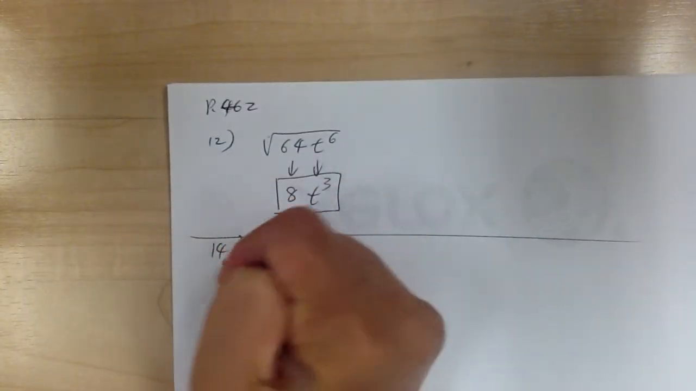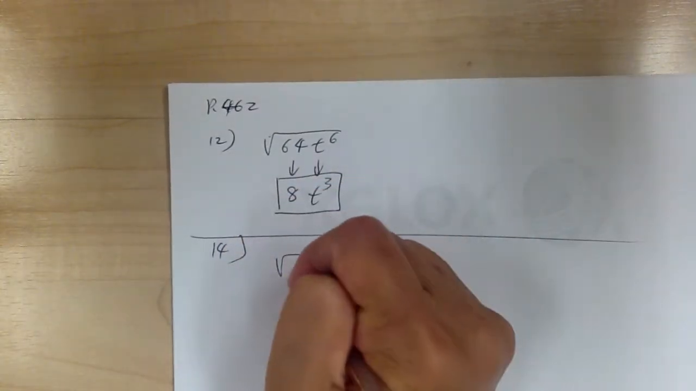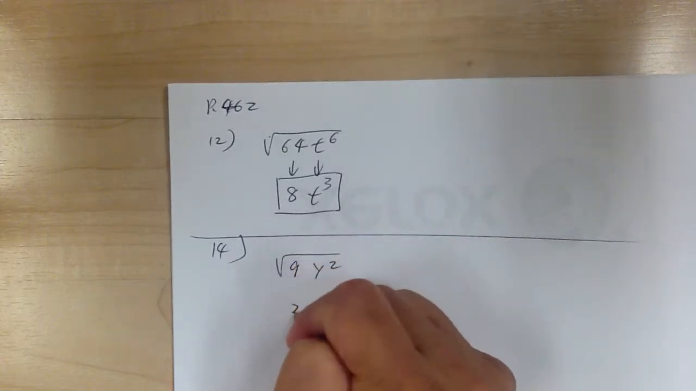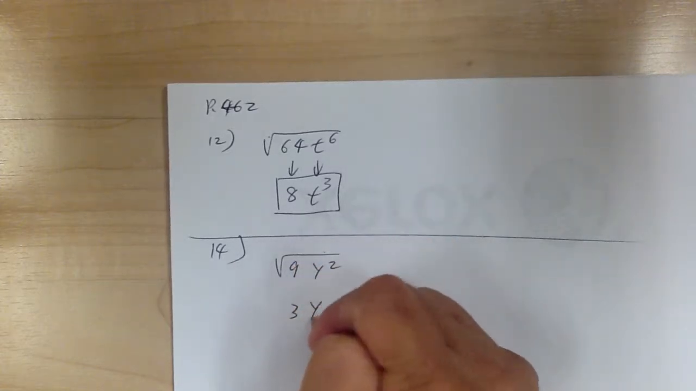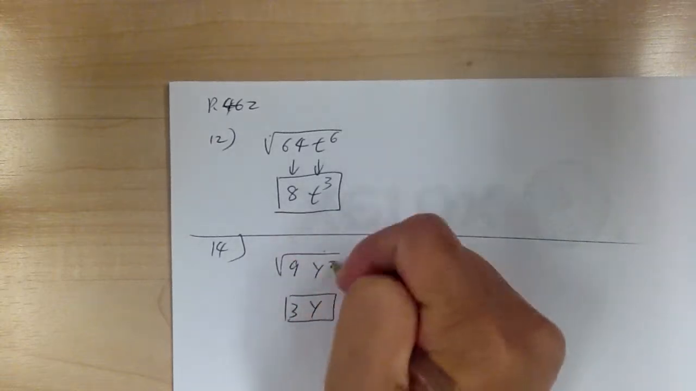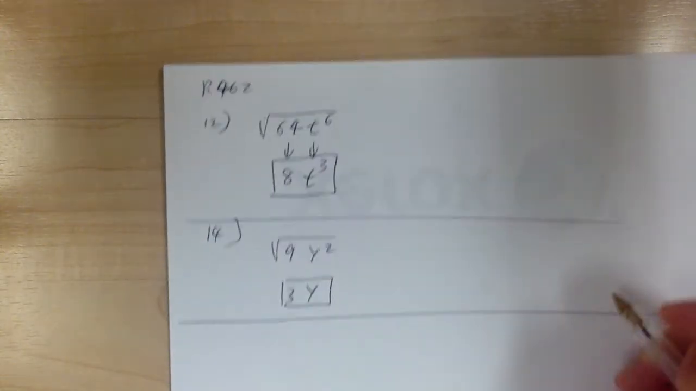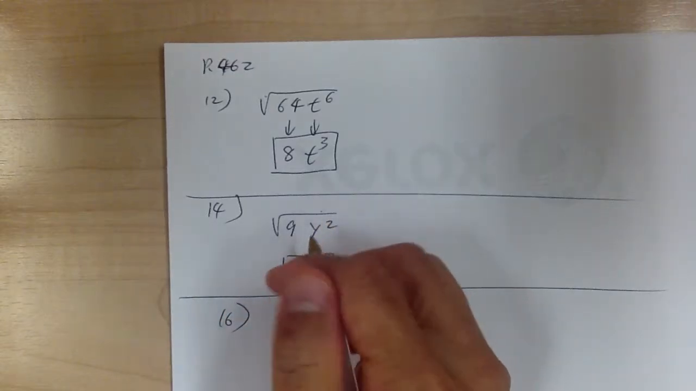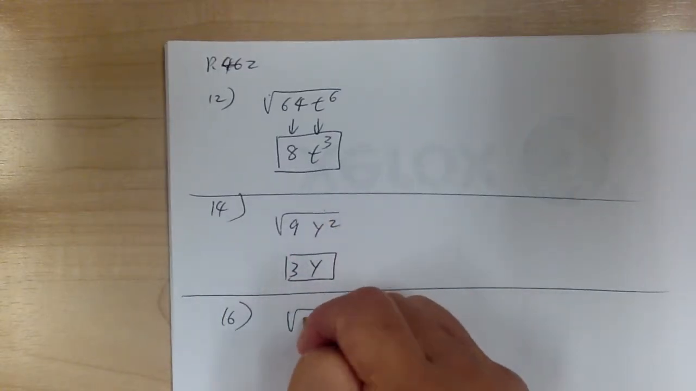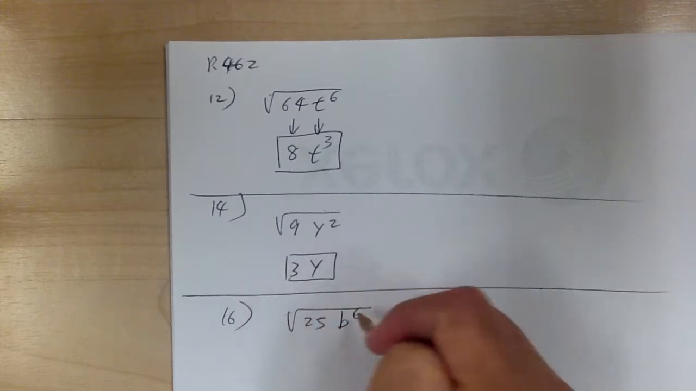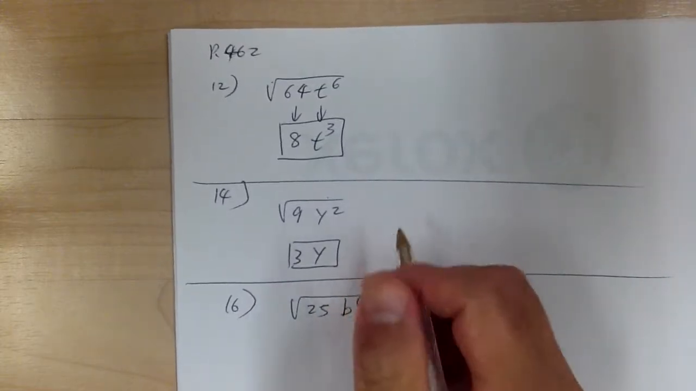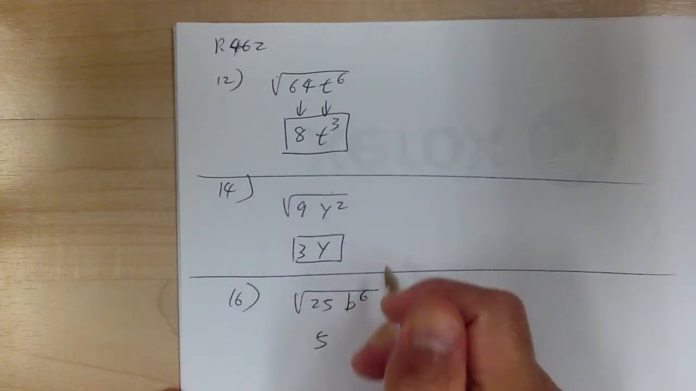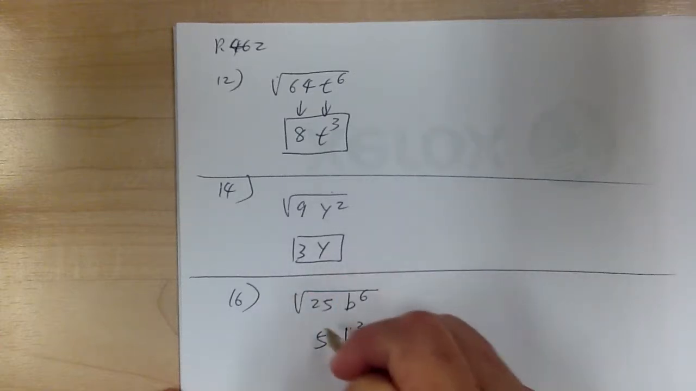Number 14, square root of 9y squared. So square root of 9 is 3, square root of y squared is y. Okay, number 16, you have square root of 25b to the 6. So you can do each part individually. Square root of 25 is 5. Square root of b to the 6th power is b to the 3 power.